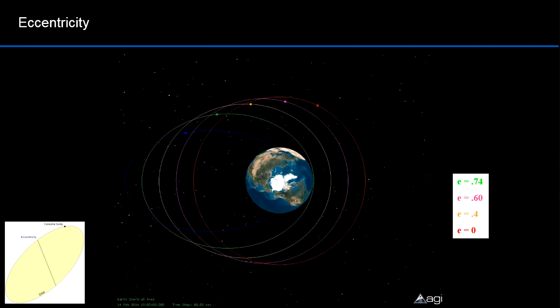These are orbits with differing eccentricities. They go from 0, which is circular, to 0.74. Notice that the periods of these orbits are all the same. The semi-major axes are all equal. Kepler's third law stipulates that the periods must be the same.